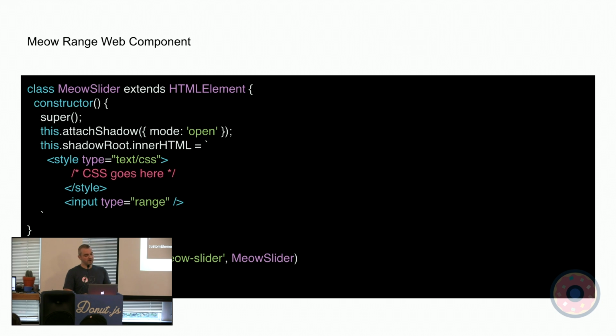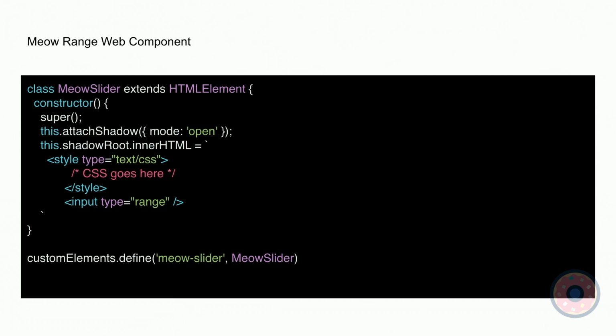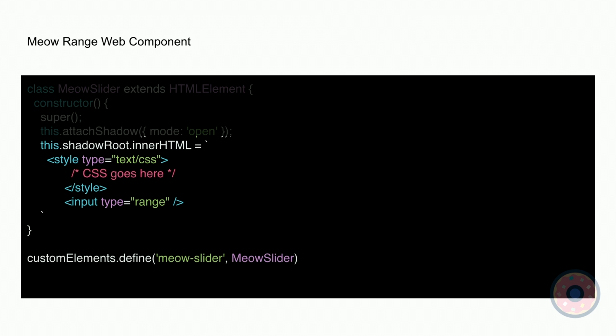So what we can do instead, if we were to implement this as a web component, we can just extend the native HTML element, just like an ES6 class. We'll call super so that we get the HTML element goodness. We'll attach a shadow root. This will give us the CSS encapsulation and HTML encapsulation that we're looking for. We'll put all of our styles and all of our input tags in the shadow root there, with incorrect indentation, of course, just to make a pull request go crazy. And then we'll take that code and define it as a Meow slider.